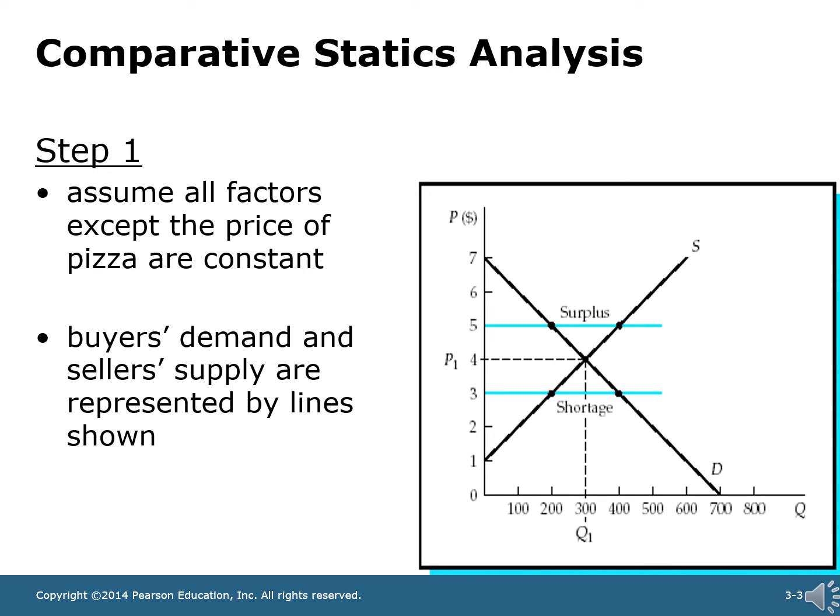So let's first start by assuming all the factors except the price of pizza are held constant. So the 5 things that shift, or the 5 non-price determinants of demand and supply, are all going to be held constant at the beginning of this example. The only thing that can change is the price of pizza. We can move up and down the supply curve and up and down the demand curve based on whatever the price is.